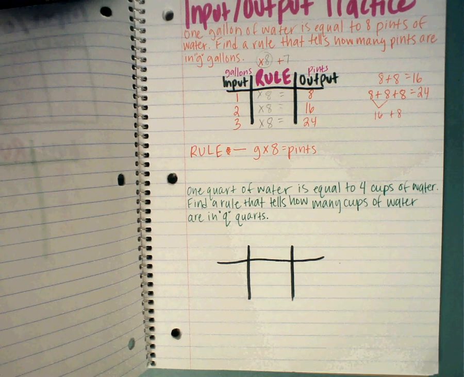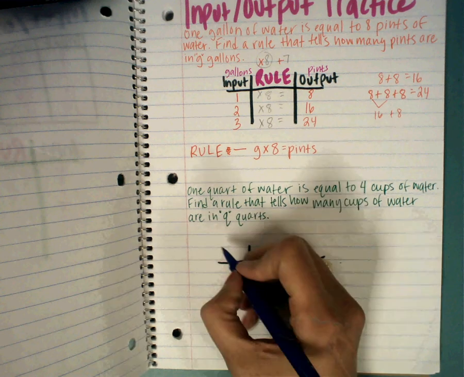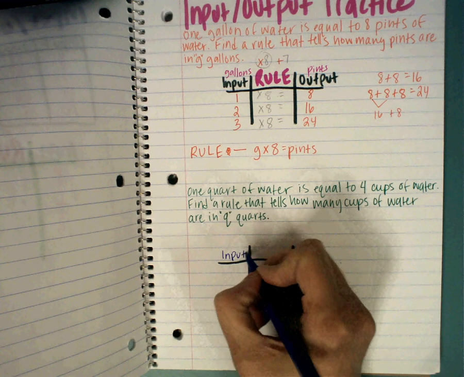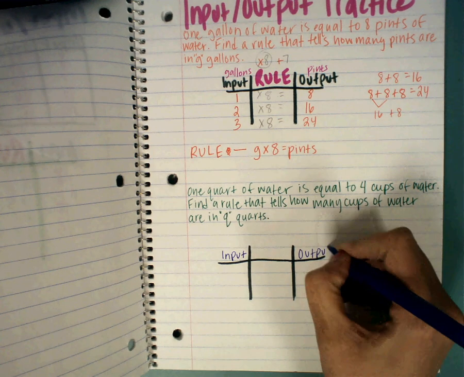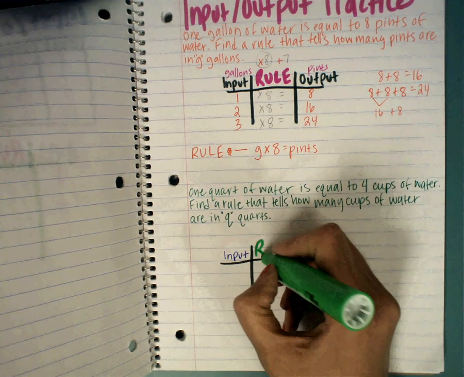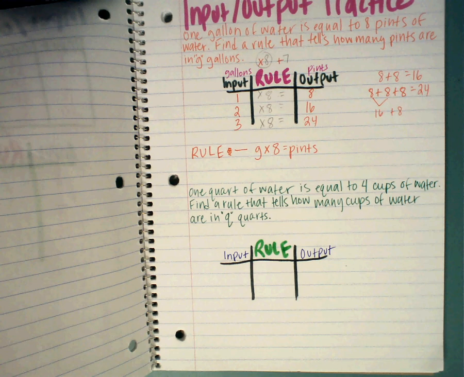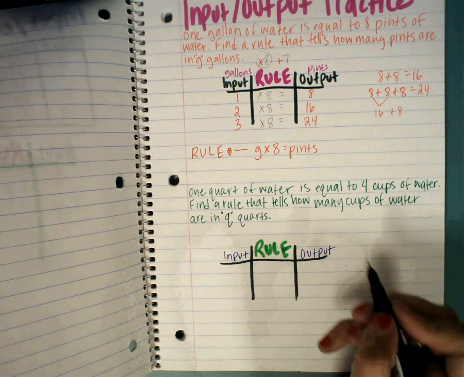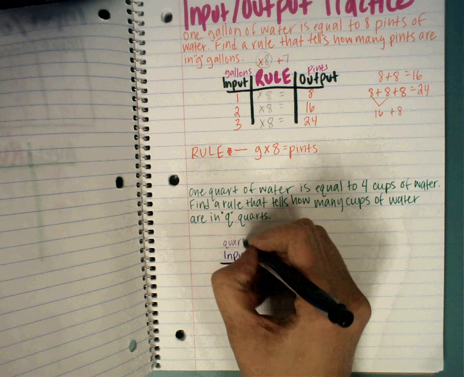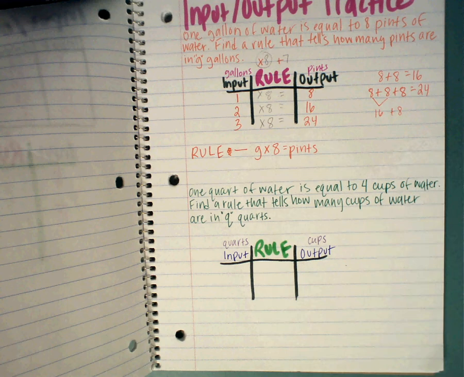So we've got input, output, and this in the middle would be the rule, okay? My input in this case is equal to the number of quarts, and my output is the number of cups. All right, so 1 quart is equal to 4 cups. So let's fill that in.